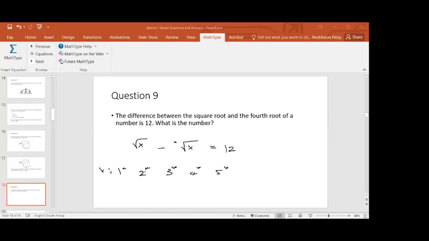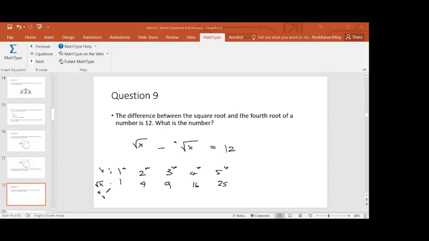Right? Okay. Now, what are the square roots? The square roots of these numbers are 1. And here it will be 2 squared. And here it will be 3 squared. And here it will be 4 squared. And here it will be 5 squared. So these are the square roots of x.